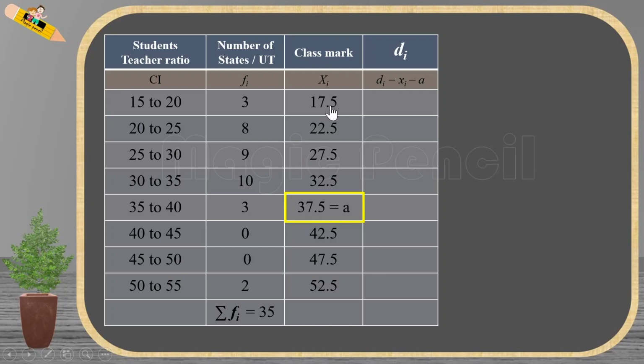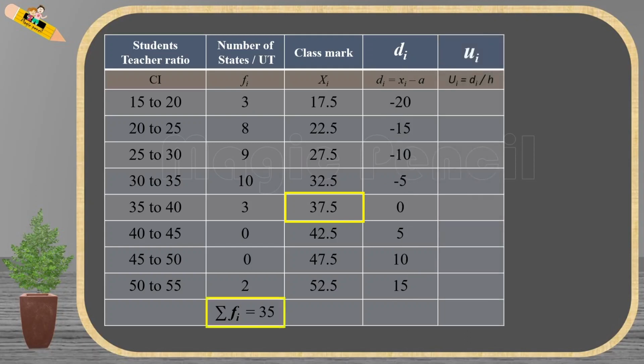For example, 17.5 minus 37.5, you need to write here. Similarly, 22.5 minus 37.5, that value you need to write here. So all those values in this column you have to calculate and write. These are the di values. But again, when you follow the assumed mean method, you need to multiply fi into di. Again, these numbers are also big, so we want to get slightly smaller values.